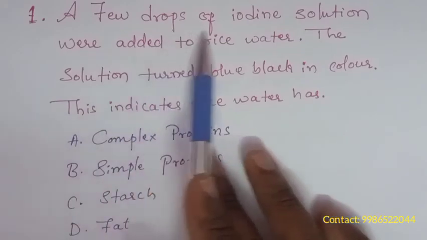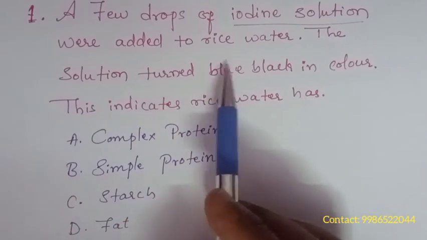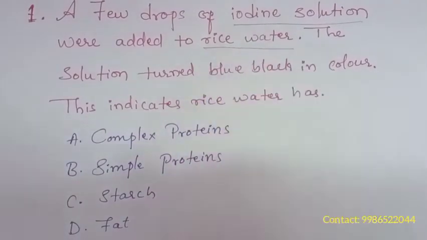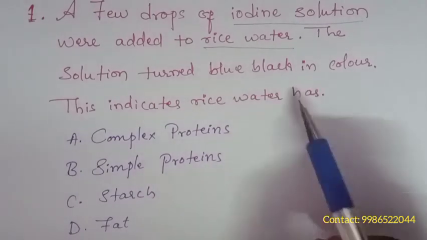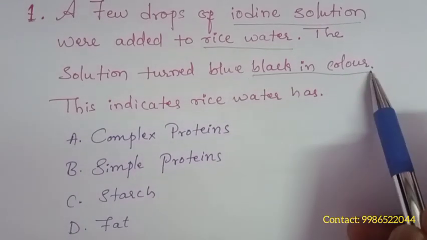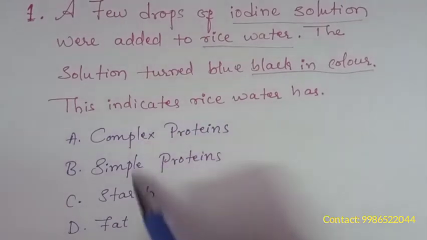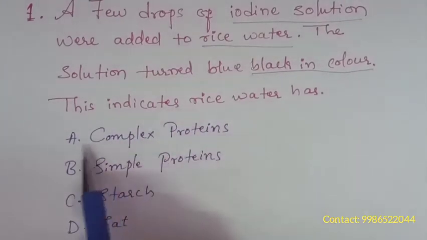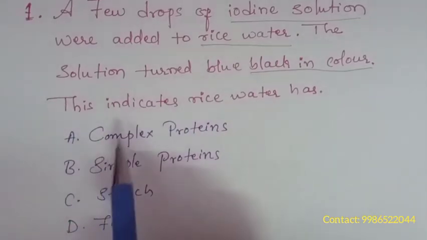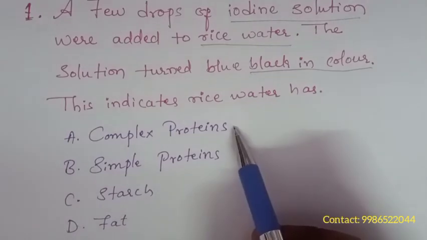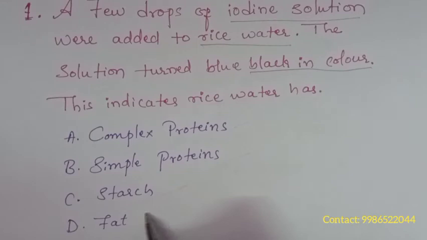A few drops of iodine solution, let us underline this iodine solution, were added to rice water. So it is added to the rice water. The solution turned blue-black in color. So what is the result? Blue-black in color. This indicates rice water has what? Which component of food is present in this rice water? Option A complex protein, option B simple protein, starch, fat.